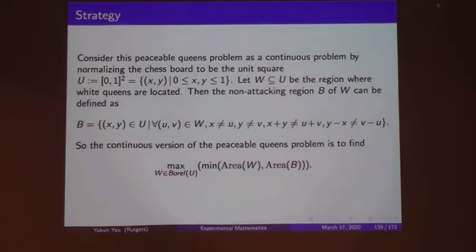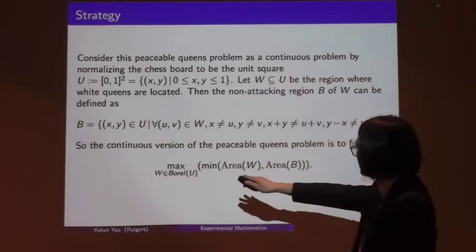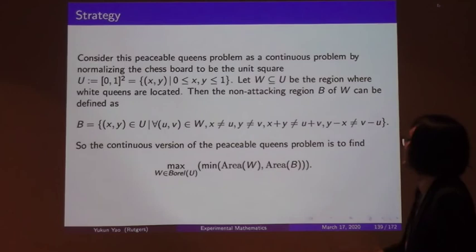So here's our strategy. We want to consider this Peaceable Queens problem as a continuous problem by normalizing the chessboard to be a unit square. Then we define W to be the region where white queens are located. And then the non-attacking region, B of W, can be defined as follows, and B can be the region for the black queens. So we want to find the subset W such that it maximizes the minimum of the area of W and the area of the black queens.